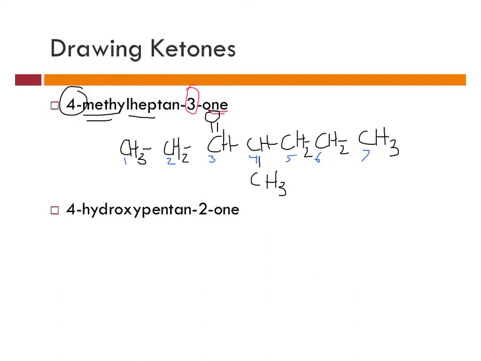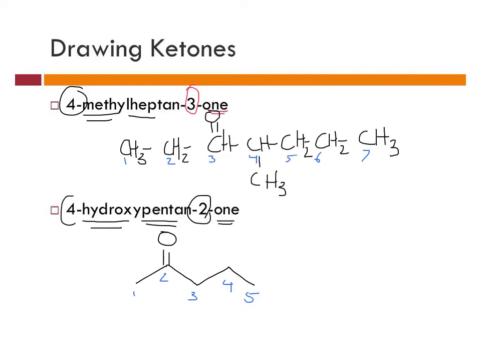Our next compound, 4-hydroxypentan-2-one, we can start with our 5-carbon chain from pent. And we know that our ketone from the -one ending is on carbon 2. There it goes. And we have a hydroxy substituent on carbon 4. And we know that hydroxyl is an OH group. So on carbon 4, we just put our OH.